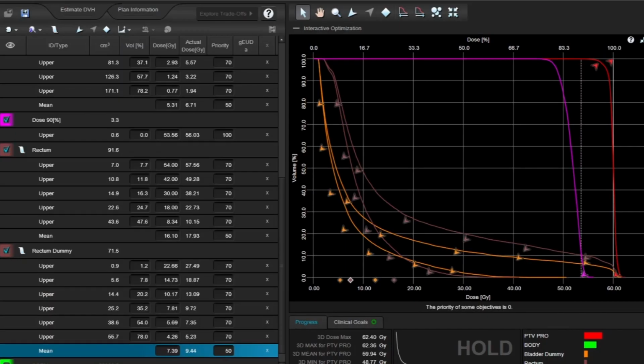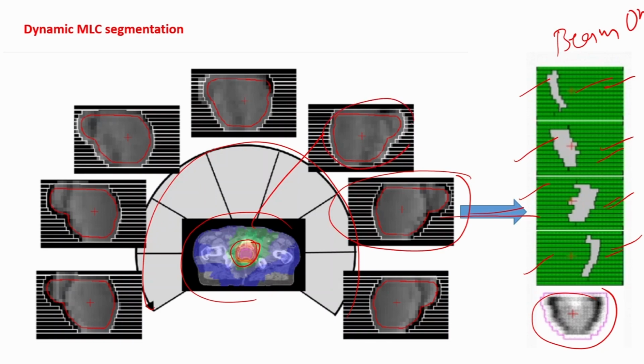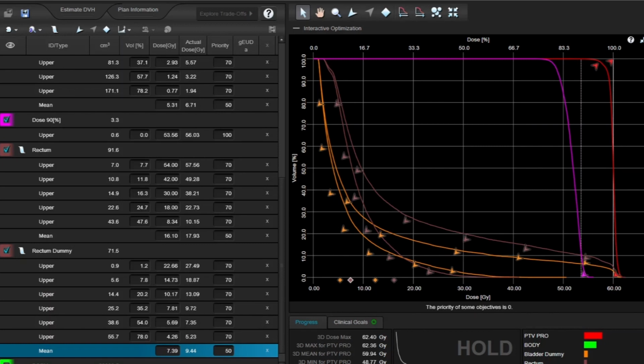Now I mentioned optimization, because all these segments, this is called a segment, this is called a segment, this is called a segment; the shape of the MLC is called a segment. This process of segmentation is not performed by the medical physicist. This is performed by the optimization algorithm.